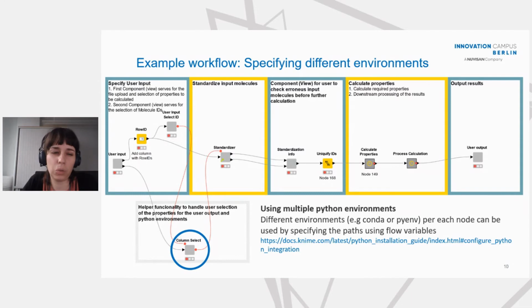I know that there are Conda propagation nodes and so on, but I really like it when you can specify the Python path as a flow variable. I usually do it in a component at the beginning, and then you can change the paths to the different Python environments quite easily, which enables a smooth transition from one machine to another if needed.